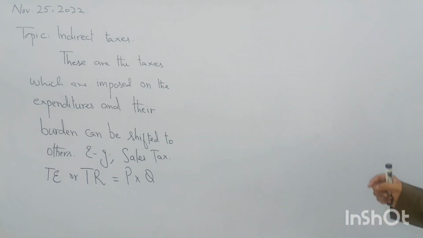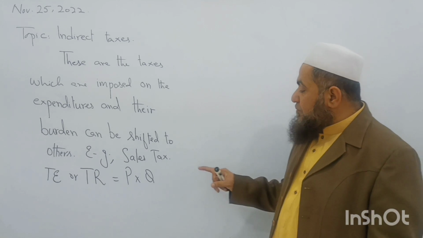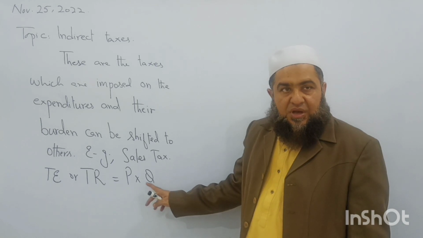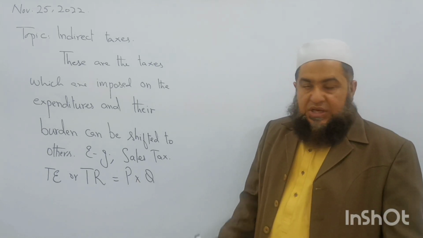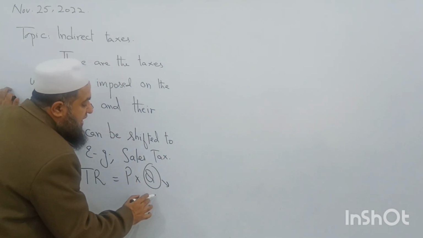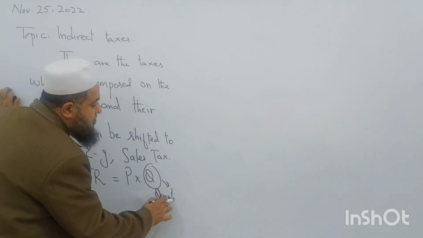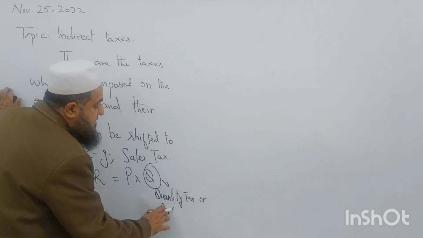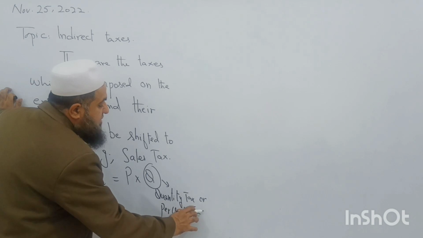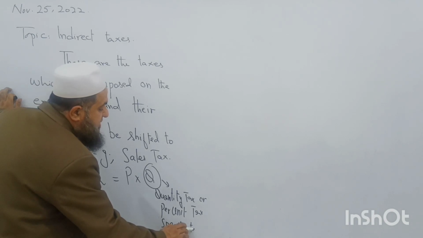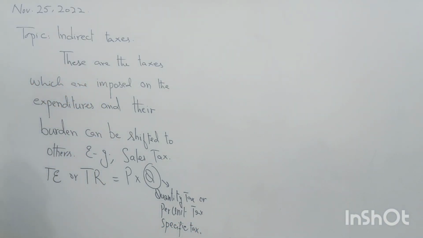Clear? Now the types of indirect taxes, they are two. One is that either this tax is imposed on the quantity sold or on the price of the product. So when this tax is imposed on the quantity, it is called quantity tax or per unit tax. Per unit tax, or another name is there, specific tax. Per unit tax, quantity tax or specific tax.